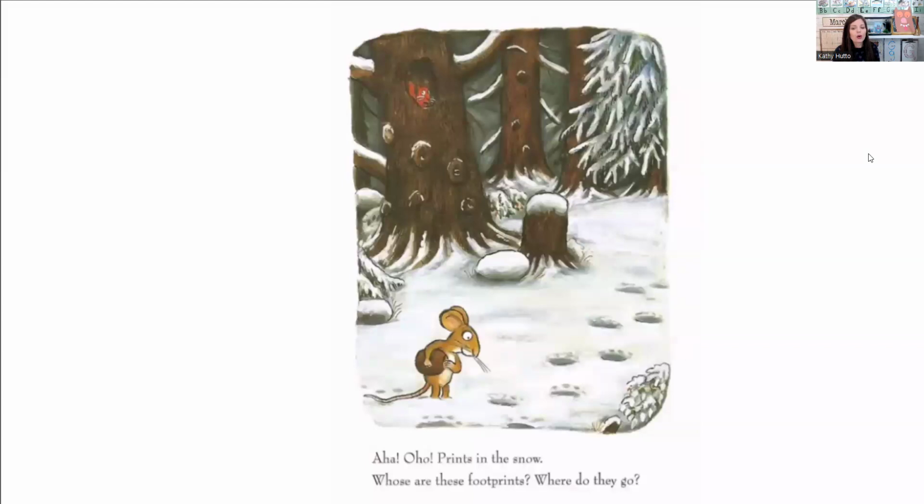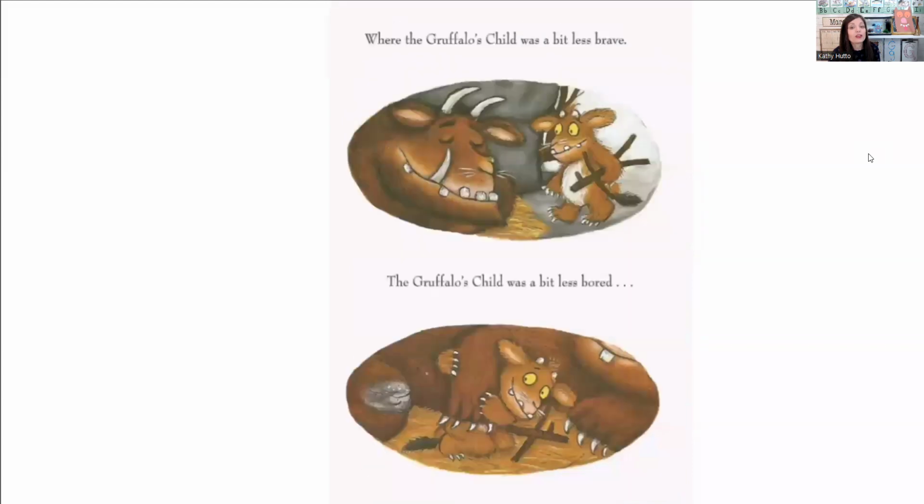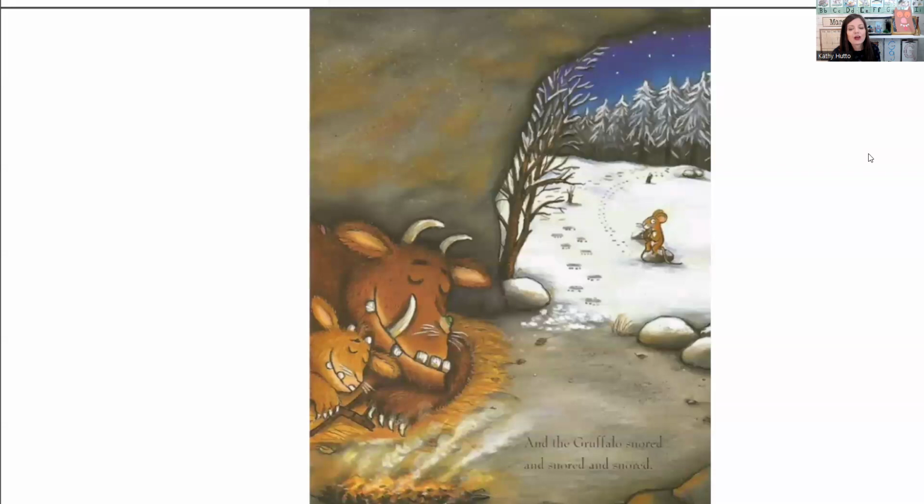Aha, oh ho, prints in the snow. Whose are these footprints and where do they go? The footprints led to the Gruffalo cave, where the Gruffalo's child was a bit less brave. The Gruffalo's child was a bit less bored. And the Gruffalo snored and snored and snored.